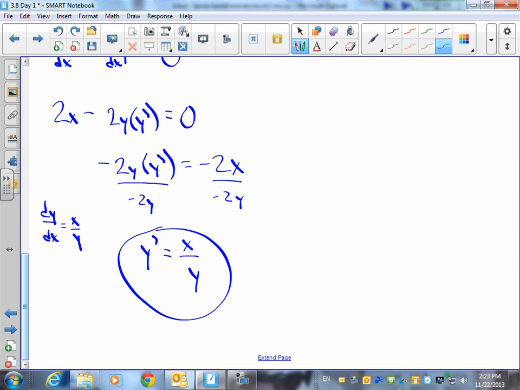Now, the hard thing about implicitly defined functions is we now need two pieces of information in order to find a derivative. In order to find a derivative at a specific point, I would need both the x-coordinate and the y-coordinate of that point. Whereas with explicit functions, all we needed was the x-coordinate. So implicit ones are a little bit different.